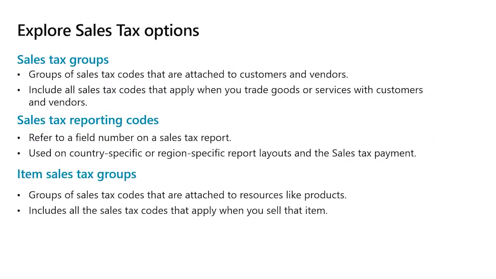Now, sales tax groups are related to the party of the transaction. Think like the customer or the vendor. Whereas the item sales tax groups are related to the resources of the transaction, like the item or the procurement category. Tax groups are going to have a list of tax codes, and the tax codes are both in the sales tax group and the item tax group for that transaction. And basically, it's going to have all the tax codes that apply to that transaction itself.